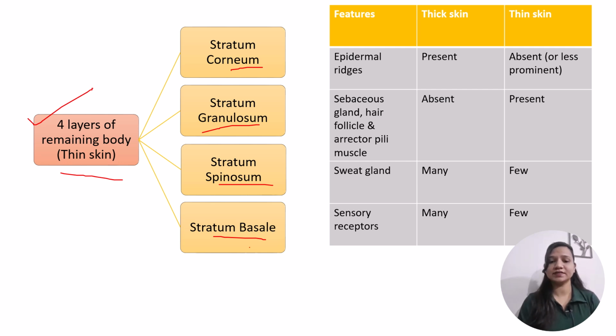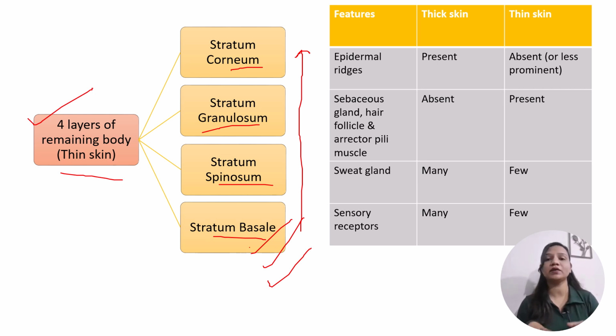The stratum basal has basal cells, melanocytes, and Merkel cells. There is also keratinization that occurs from the stratum basal and goes upward up to the stratum corneum to form fully keratinized cells. But there is only one difference, that the stratum lucidum is not present in the thin skin, which is the skin of the remaining body other than the palms and soles.